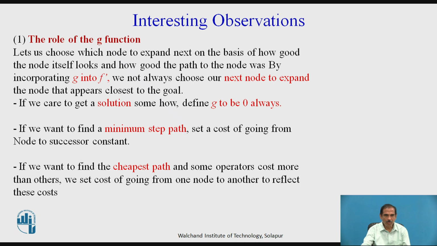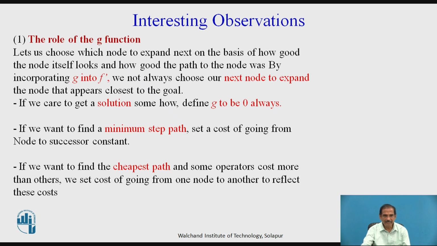Here we have interesting observations. The G function could be chosen with the node to expand next on the basis of how good the node would look and how good the path to the node was, by incorporating G into F dash. We will always choose our next node to expand as the node that appears closest to the goal. If we care only to get a solution somehow, then generate G to be 0 always.